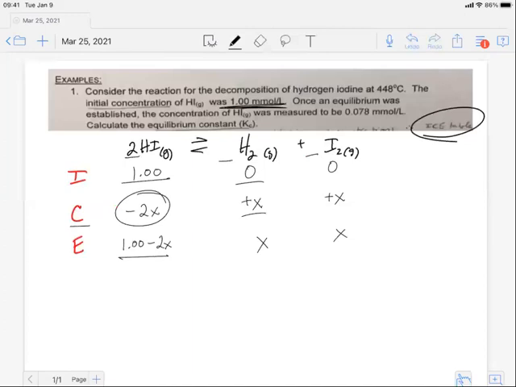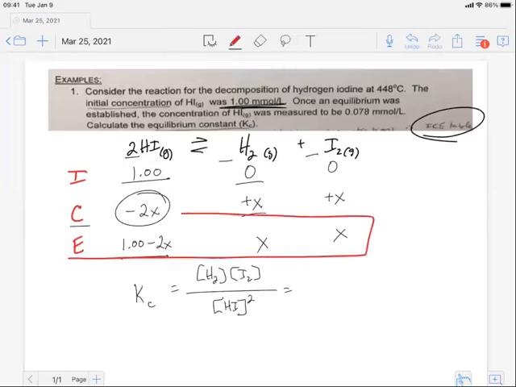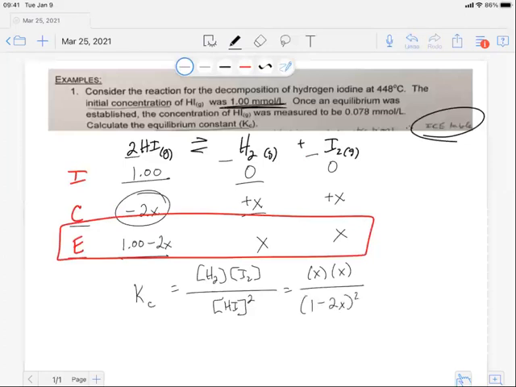Now what I can do is write my equilibrium expression. I guess in this case they want it in Kc, because they want the equilibrium constant. Okay. So my expression is H2 times I2. Remember, products over reactants raised to the power of their coefficient. Now I'm just going to put in my equilibrium concentrations here. So that's x times x over 1 minus 2x squared. So that's equal to x squared over (1 minus 2x) squared.